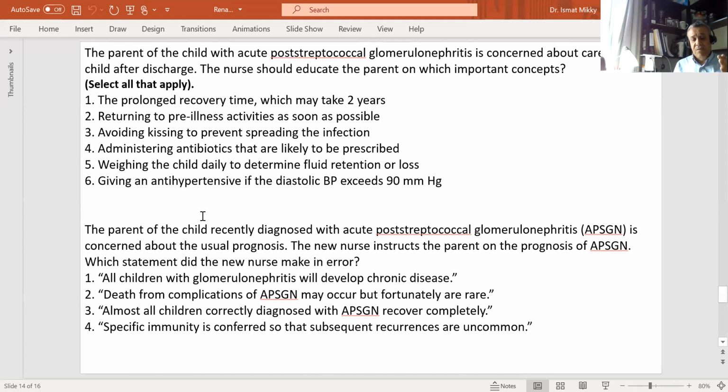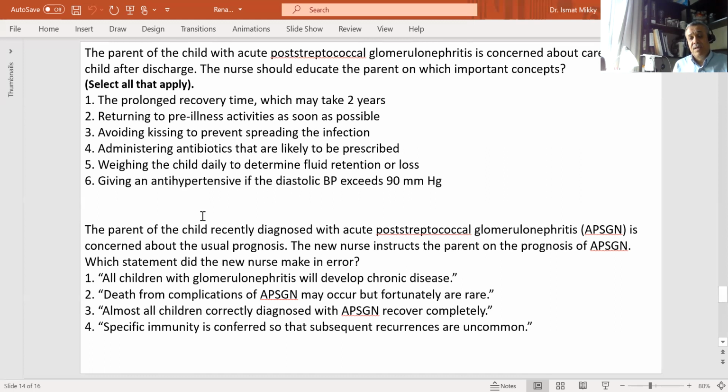And the best indicator of the fluid loss or retention of fluid is daily weight. Sodium restriction may be needed to control edema, but most children do well on a normal diet with normal salt and protein content. Antihypertensive drugs and therapy with calcium channel blockers is used to treat diastolic over 90.